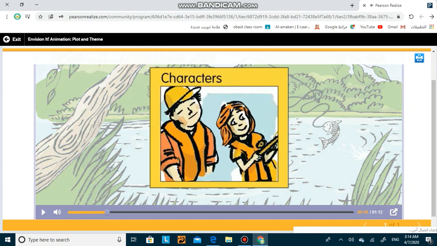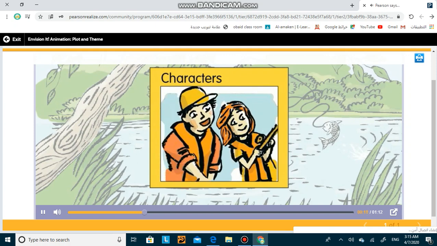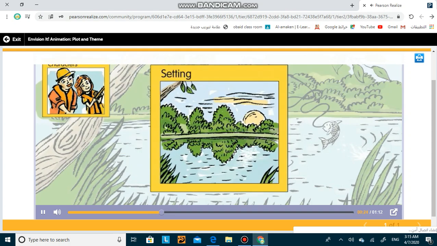The first element is characters. Who are characters? Characters are people or animals who act in the story. Characters can be real or make-believe. We learn about the characters by what the author tells about them and by what the characters think, say, and do.